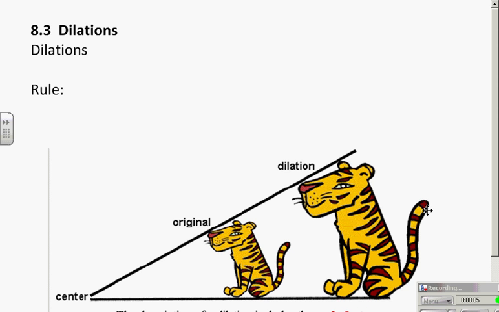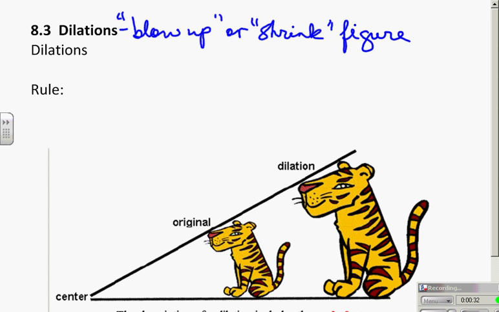Okay, 8.3 is going to cover dilations. Now, a lot of this section is review from our similarity unit because really a dilation is a size change which makes similar figures. So we are going to blow up or shrink a figure proportionately. And that is the key, because we are going to change it all the same.